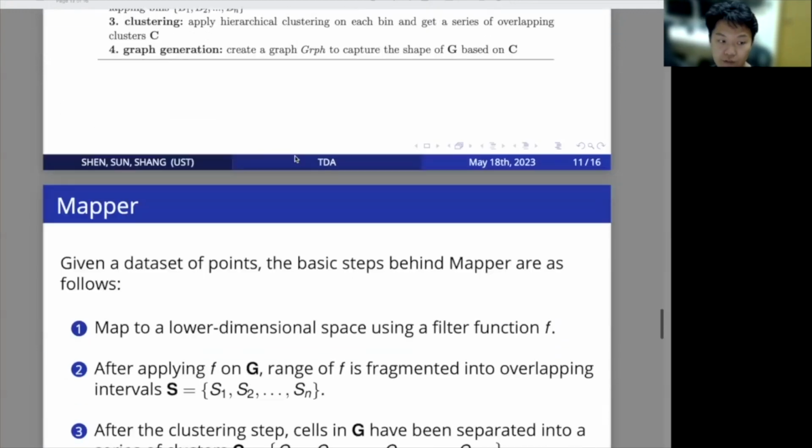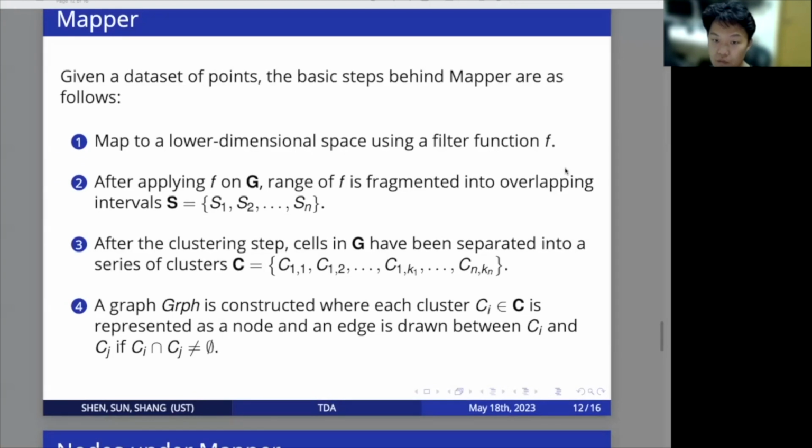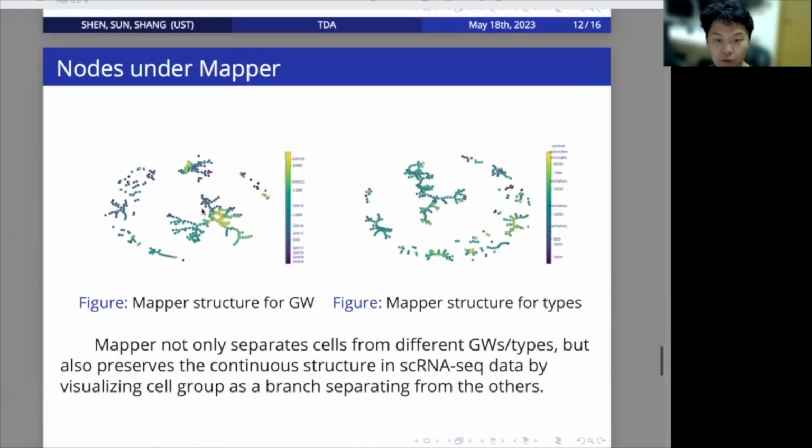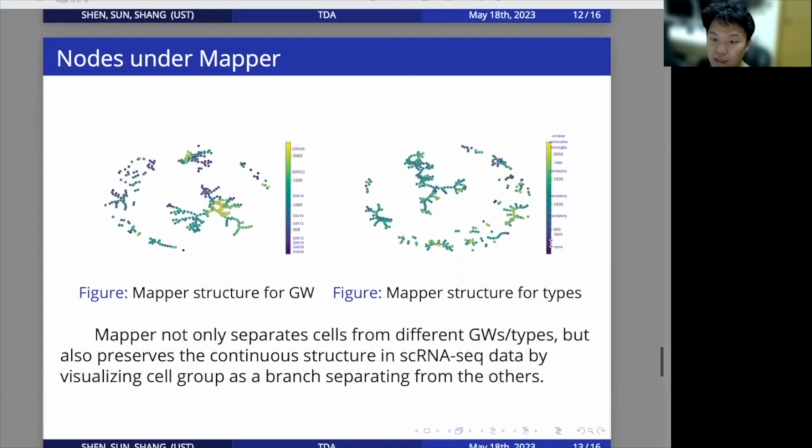So we find that there are 4 steps. First, we need to map the data into a lower dimensional space using a filter function. It can be a projection function or any kind of dimensionality reduction method. Secondly, we construct a cover on the projected space in the form of a set of overlapping intervals. In the third step, for each interval, we cluster the original data. And finally, we construct a graph where the cluster sets are connected if they share some points in common. Here we present the result of the processed data on the Mapper.